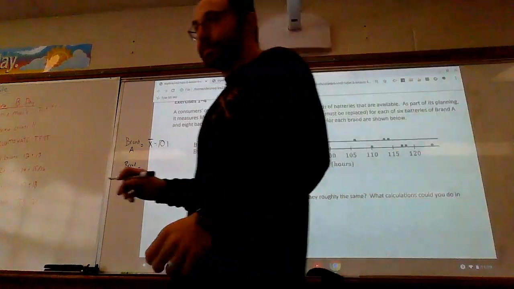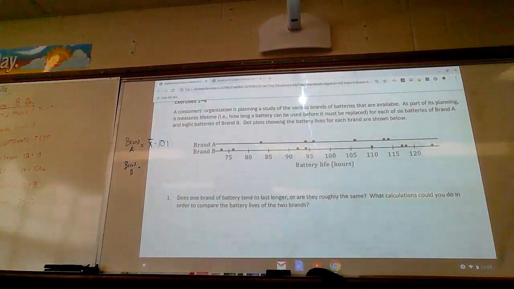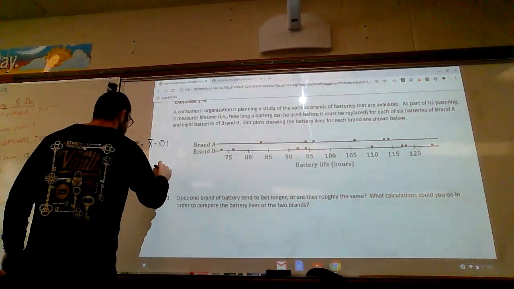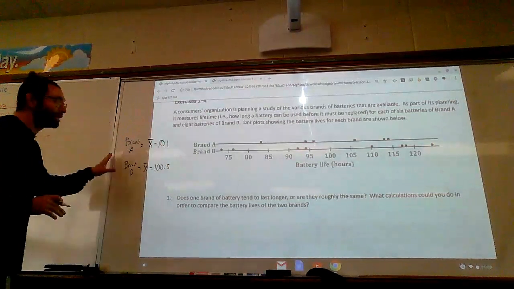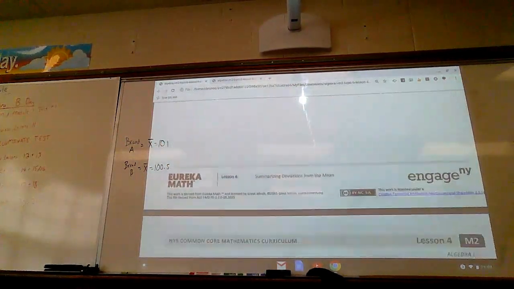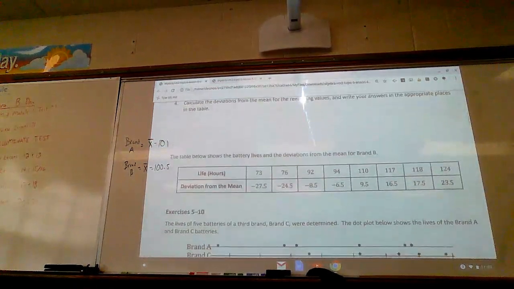So brand B, mean, is then going to be 105 tenths hours. So the mean is 105 tenths. Okay, we're going to use these. So what are we using these for? Well, let's go all the way down to this.